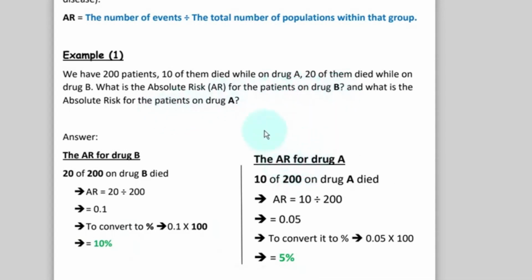Similarly, if 10 of them died, risk was 5%. Like in 200, if 20 died, it's simply 10% that comes to your mind quickly. If out of 200, only 10 died, 5% comes to your mind quickly. Now, let's come to the relative risk.